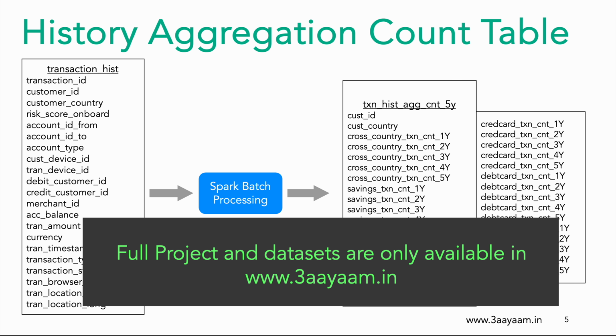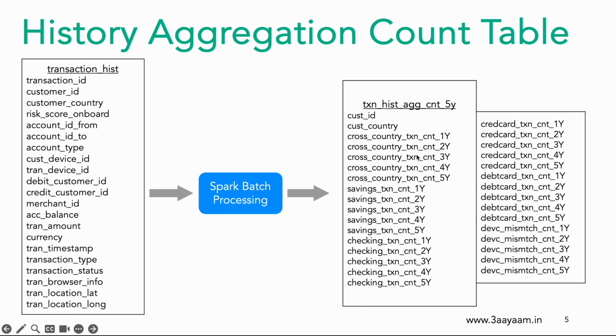Now, if you see the columns, we have customer ID, customer country, then there are various counters that you will have to load. Cross-country transaction count for the last 1 year, cross-country transaction count for the last 2 years, to cross-country transaction count for the last 5 years. Similarly, savings transaction count for the last 1 year to savings transaction count for the last 5 years. Checking transaction count for the last 1 year to checking transaction count for the last 5 years, and so on. Not only that, you'll have device mismatch count also.